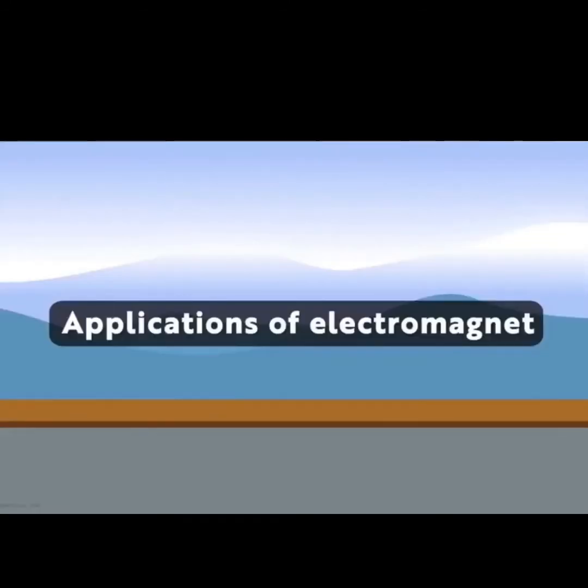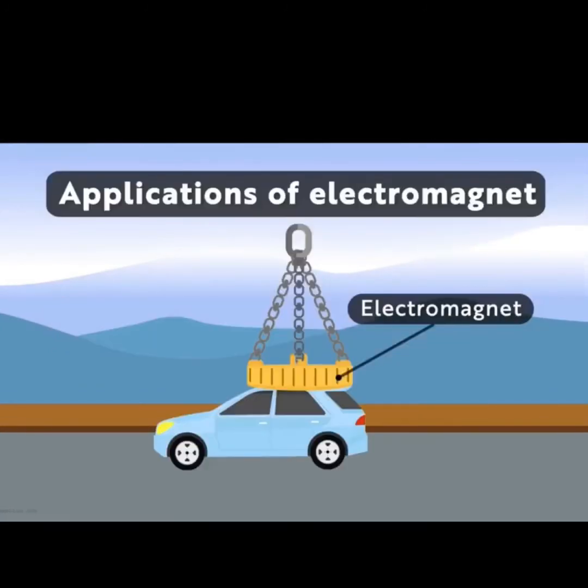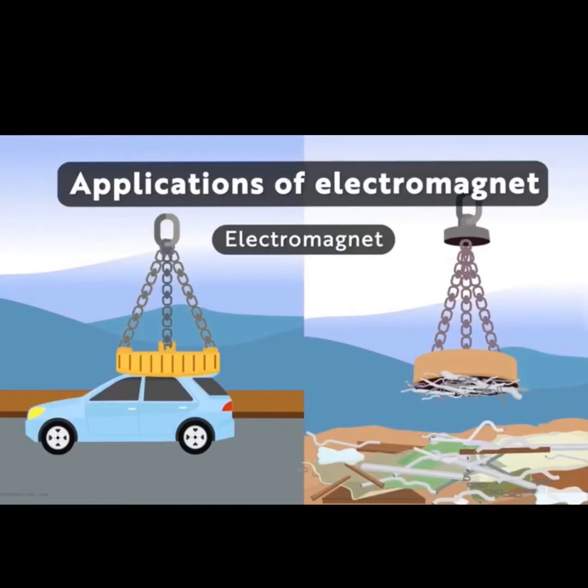Now let's see some applications of the electromagnet. The cranes which are used to lift cars are made of electromagnets. So this is the first application of the electromagnet. And also we can use it to separate iron metal from any garbage.